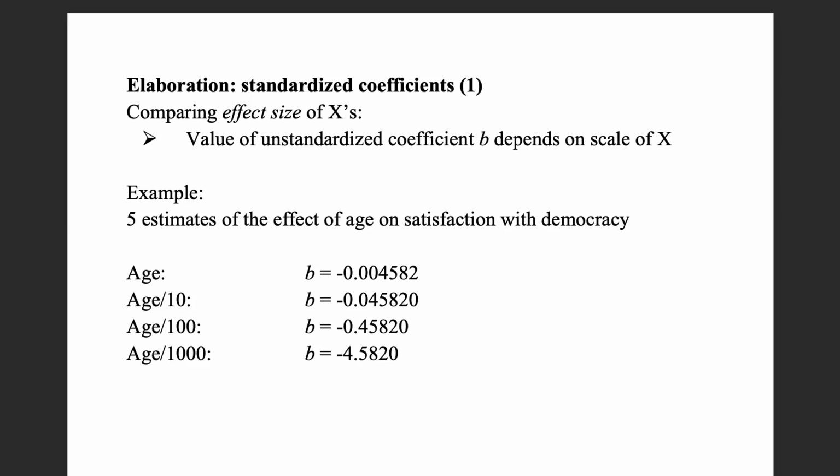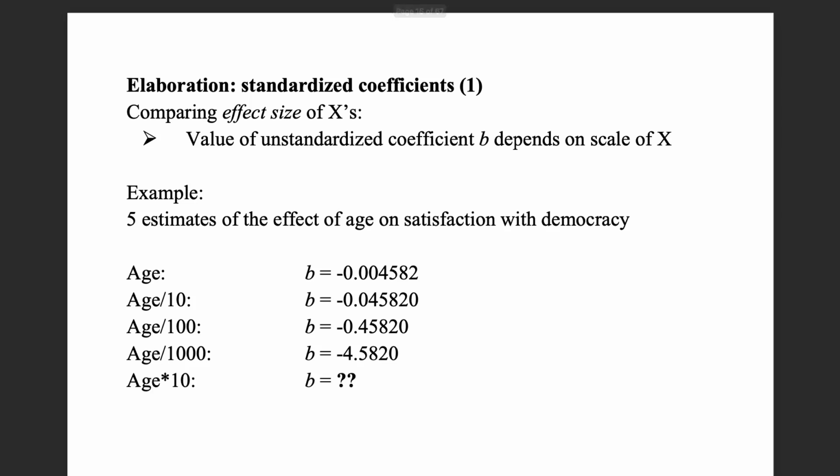I still have the same observations. There's still the same differences in age and the satisfaction with democracy and how they go together. So basically the covariance of age and satisfaction with democracy didn't actually change, but the scale of age did change. So the coefficient again has to grow along to accommodate now this different scale, this age divided by 1000 scale.